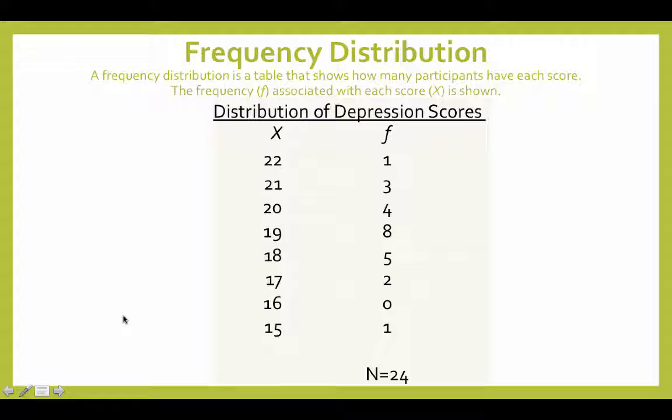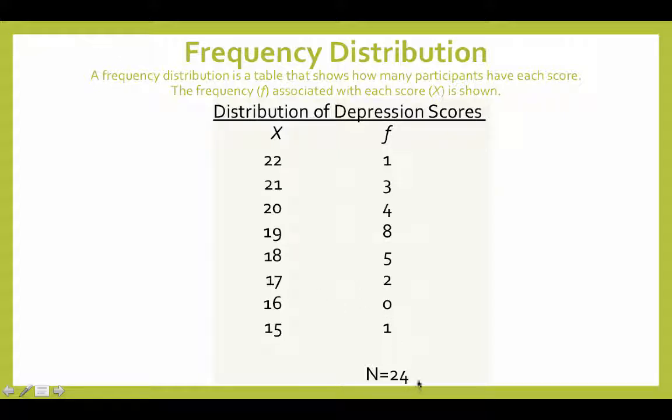A frequency distribution table shows how many participants have each score. Remember, the F here is frequency, and that's associated with each score. Let's say, for example, that these numbers are related to the number of people who could do a specific number of push-ups in 30 seconds. Right here you had one person who did 22 push-ups. You had 8 people do 19, 5 do 18, 2 do 17, and so forth.